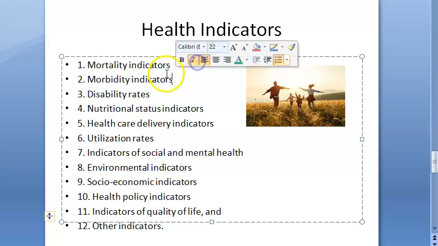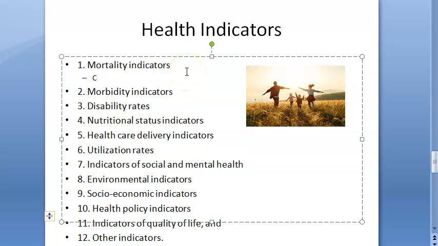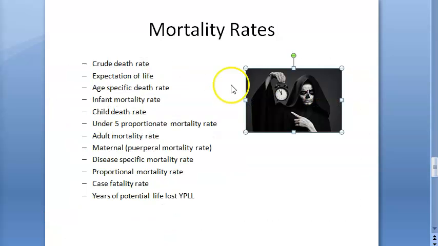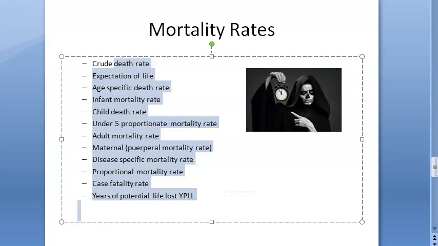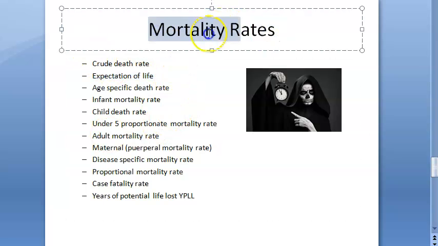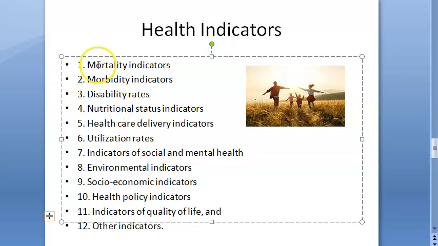Under mortality indicators, what all do you have? You have crude death rate. Guys, for mortality rate you have so many things, so please pay attention here. You have crude death rate, infant mortality rate, child death rate, under 5 proportionate mortality rate, adult mortality rate, maternal mortality rate, disease specific mortality rate, proportional mortality rate, case fatality rate, years of potential life lost (YPLL), and expectation of life. Basically all these are mortality rates, and mortality rate is a health indicator.